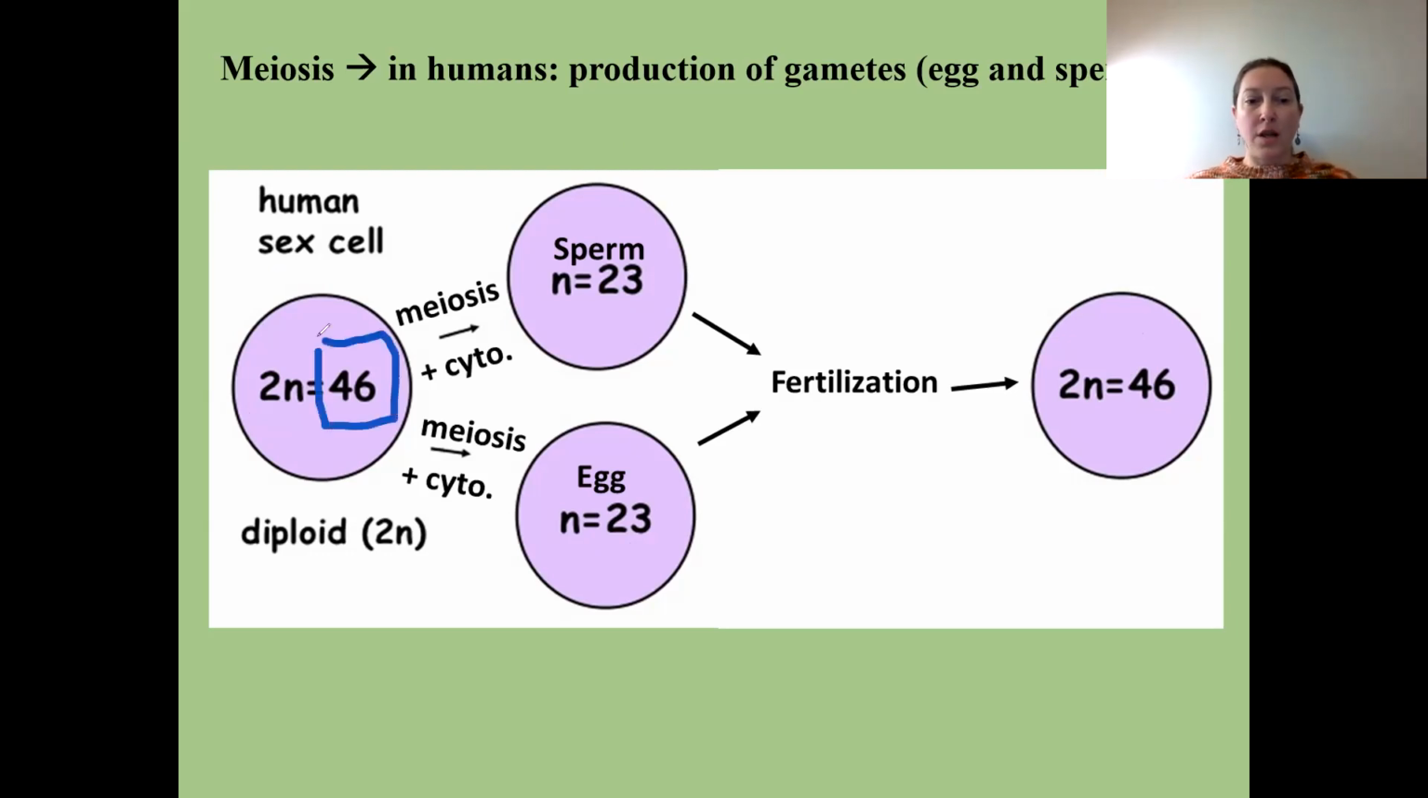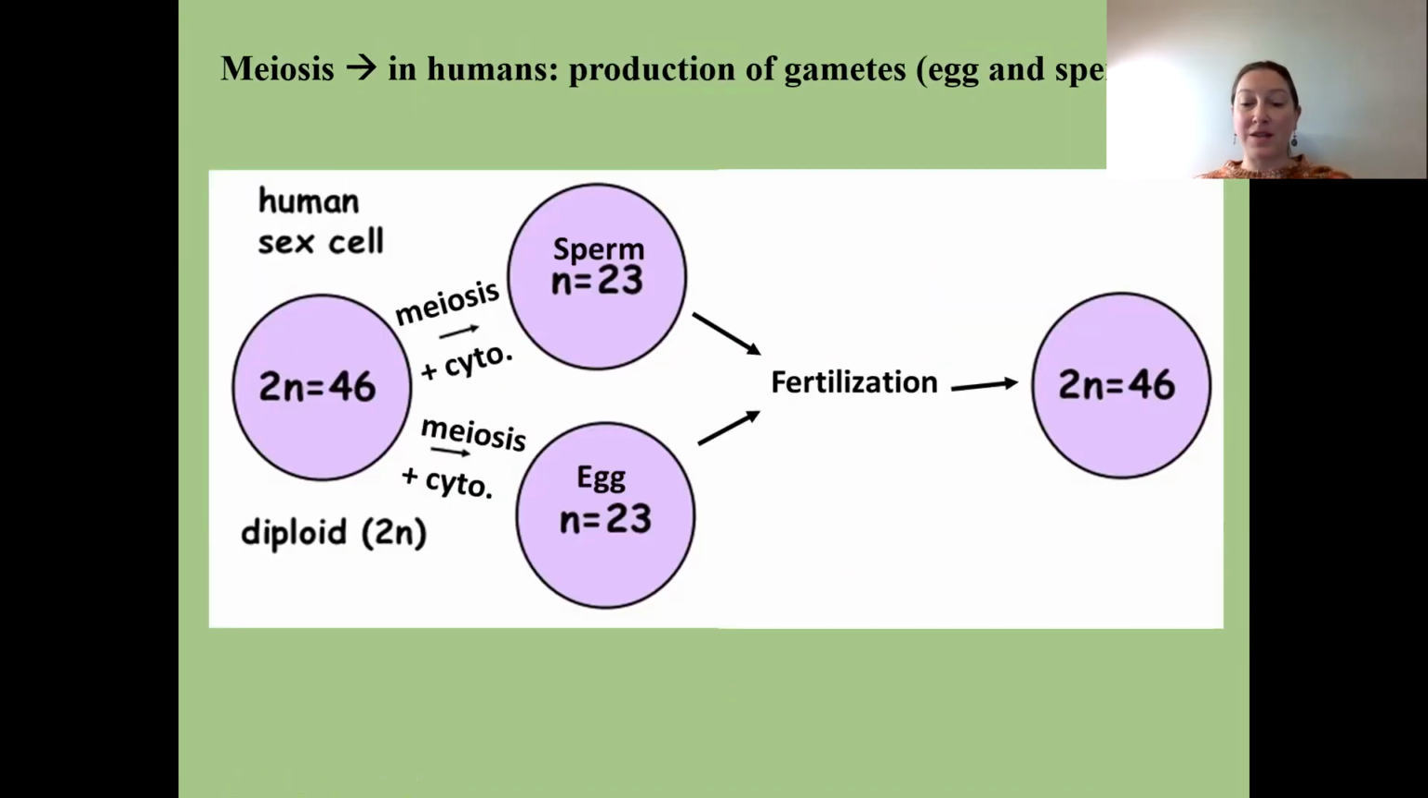If sperm was swimming around with 46 chromosomes and egg was hanging out waiting with 46 chromosomes, if that sperm and egg came together, you'd have an individual with 92 chromosomes. That's not going to work. And then what? Now you have a 92 chromosome sperm that's going to fuse with what, 46 or 92? That's why you have to have meiosis. You have to have half the number of chromosomes when you're making gametes. Sorry, that's hard to say.